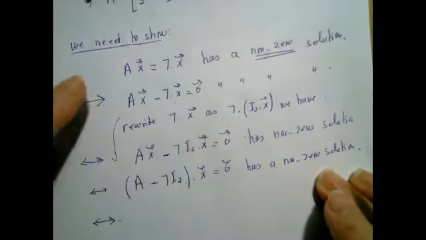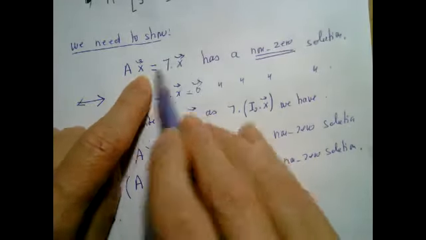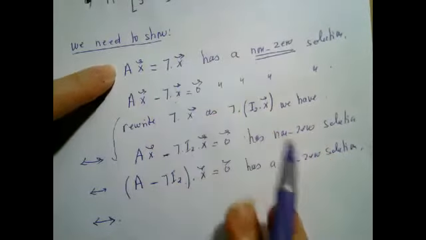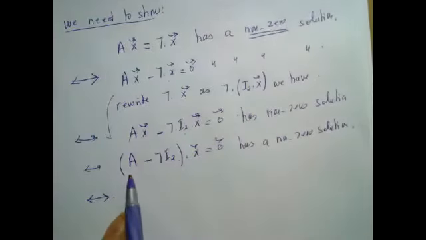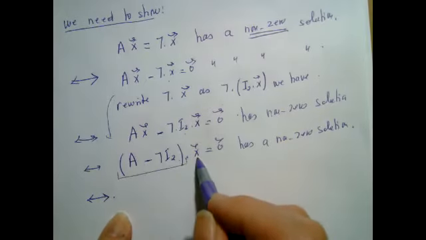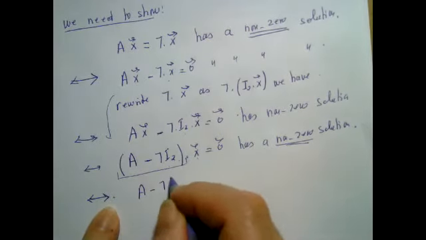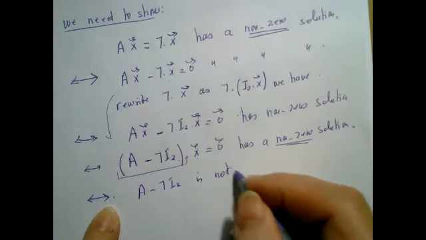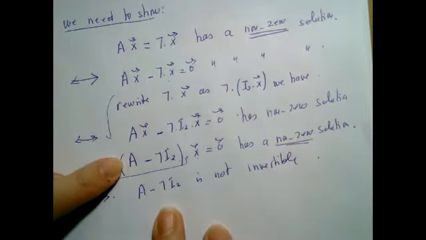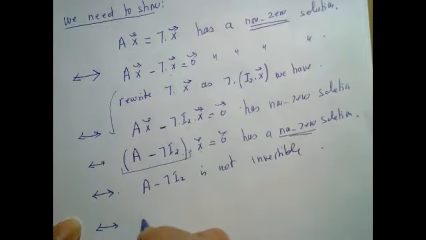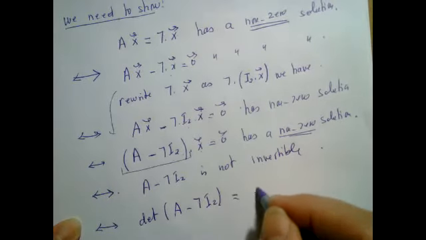So to show that lambda is an eigenvalue, I have to show that there exists a non-zero X such that Ax equals 7X. Now I'm going to solve for that. The question is, can I do that? Showing Ax equals 7X has a non-zero solution is equivalent to showing that A minus 7I times X has a non-zero solution. That's equivalent to saying that A minus 7I is not invertible, because the lack of invertibility will make this have a non-zero solution. This occurs if the determinant of A minus 7I is equal to 0.